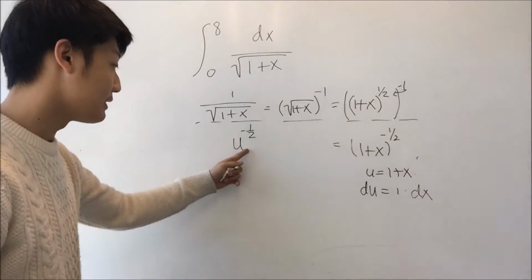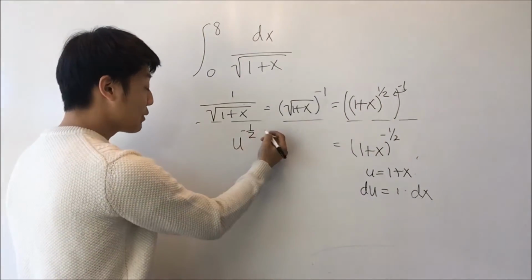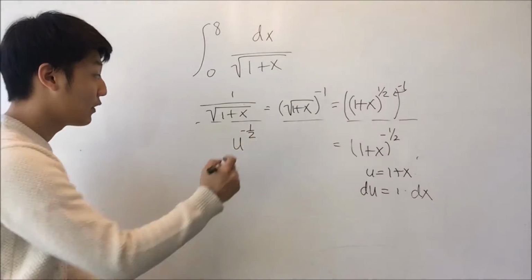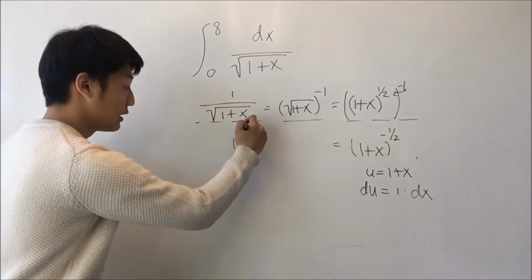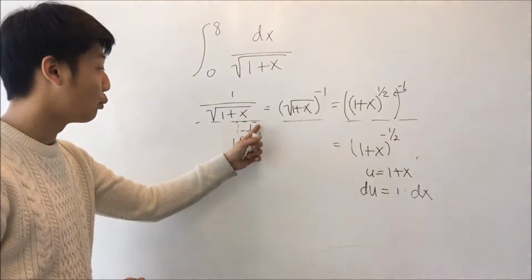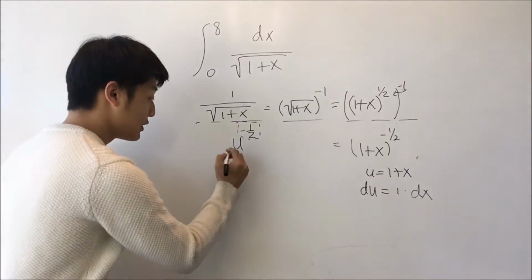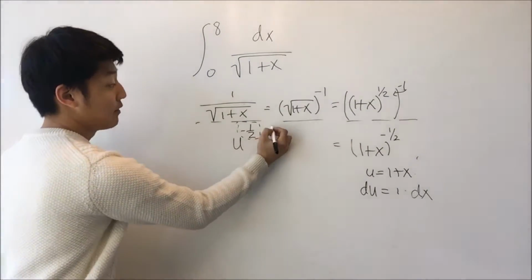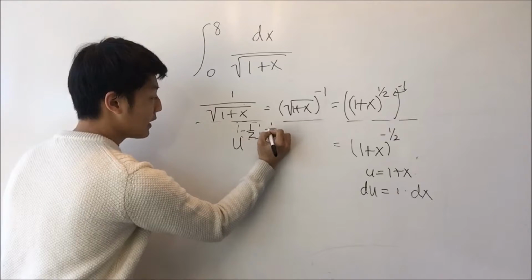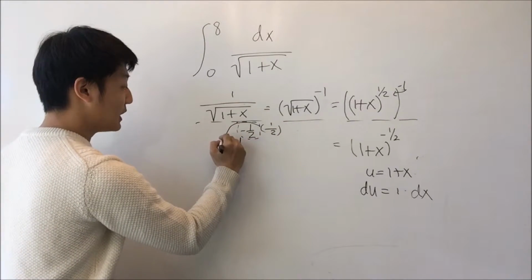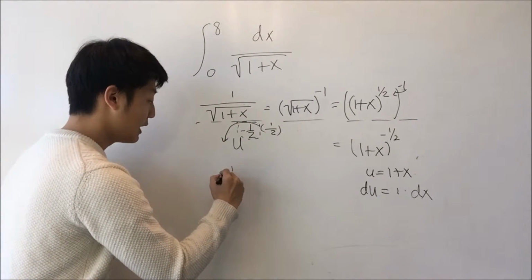So let's integrate this. By doing integration, we can just add 1 to the exponent, and it will become 1/2. So we bring this 1/2 to the front, so it will become 1/2.